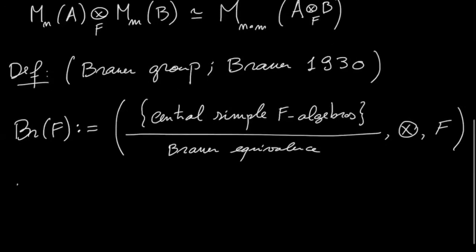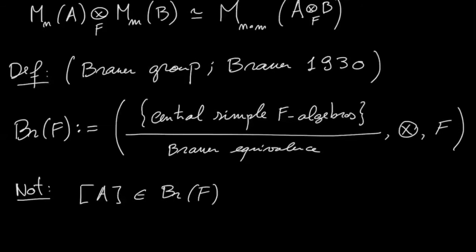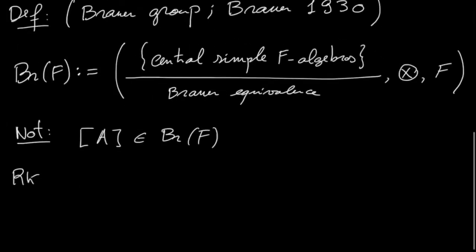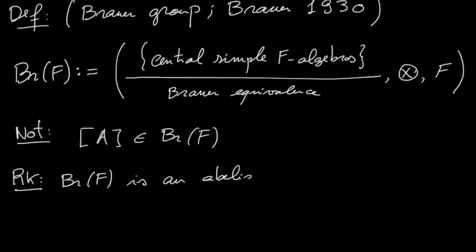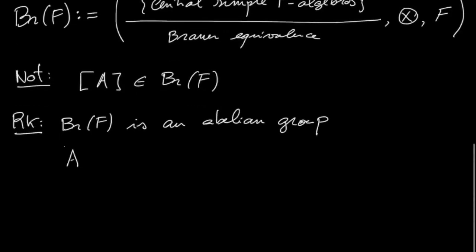So we end up with a monoid. As for notation, suppose that we have a central simple algebra A; the square brackets mean the corresponding Brauer class in the Brauer group. What's important here is that it's not just a monoid. When you mod out by Brauer equivalence, it's in fact a group, an abelian group. So let's write it in additive notation. The sum of two elements is by definition the class of the tensor product.